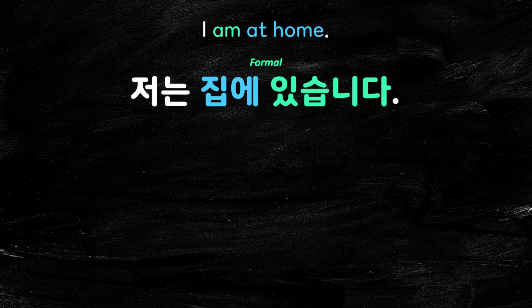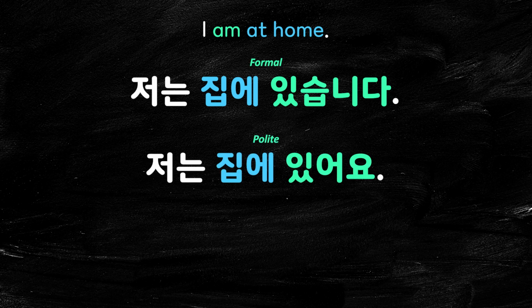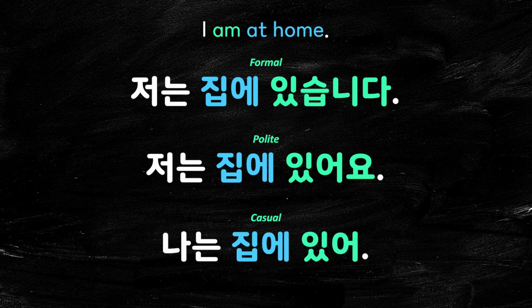Now, as with all verbs and adjectives, 있다 changes into different levels of formality. So let's take a look at how 있다 changes into 3 common levels of formality. 저는 집에 있습니다. 저는 집에 있어요. 나는 집에 있어.